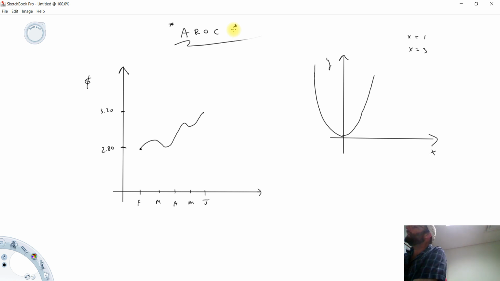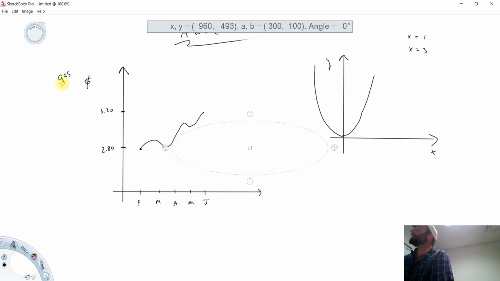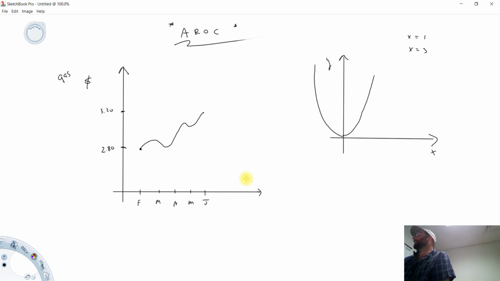What I've done, to the best of my memory, is a quick plot of the price of gasoline in dollars against time. With 0 being January, then February, March, April, May, June. I started it in February. It doesn't matter, we don't need the intercept for this discussion. The price of gasoline was around 280 back in February, give or take, and now here in June, it's around 320.